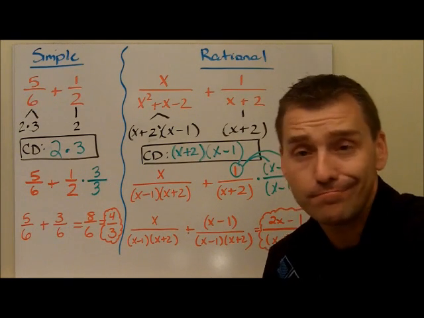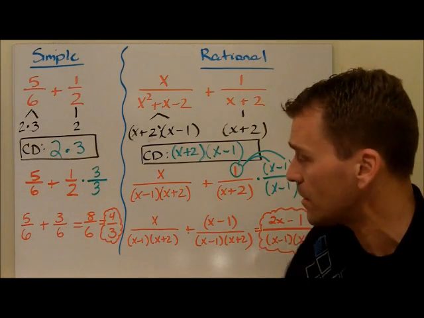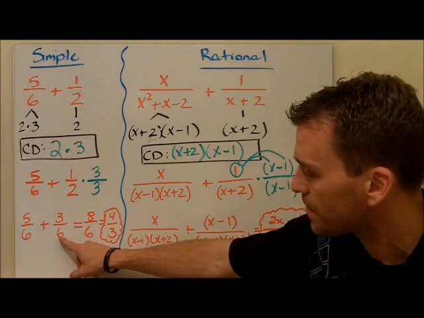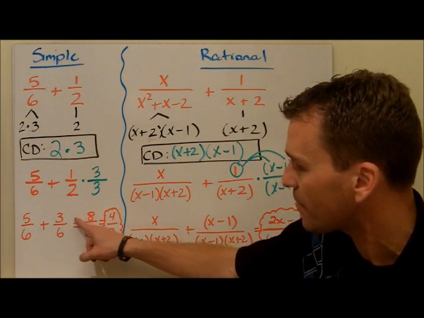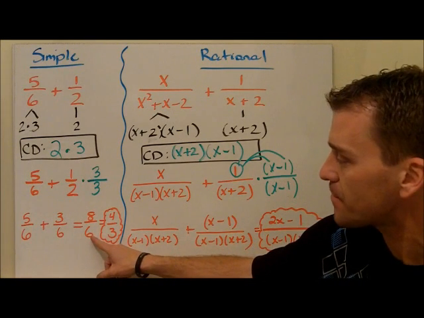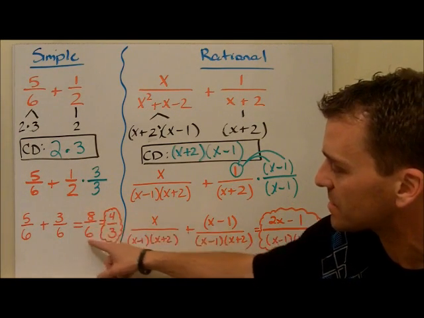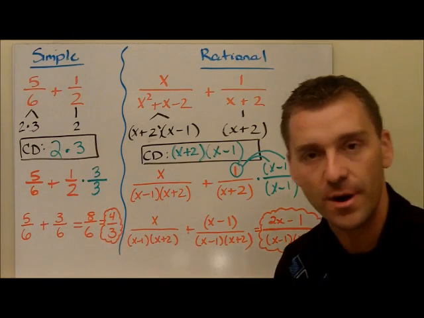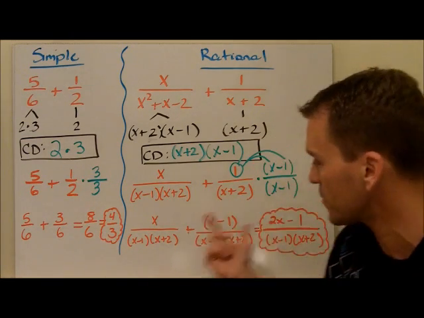So now we just add some things, clean it up if we need to. Since my denominators are the same, I add across the top. 5 plus 3 gives me 8. Denominators stay the same. That's step number 5. Step number 6, simplify this, and I could, down to 4 over 3. Sweetness. Let's go over to this one.